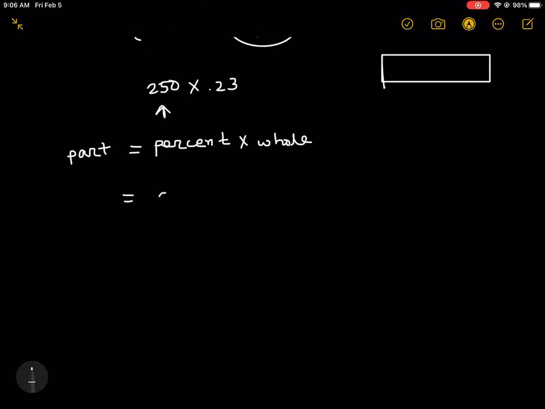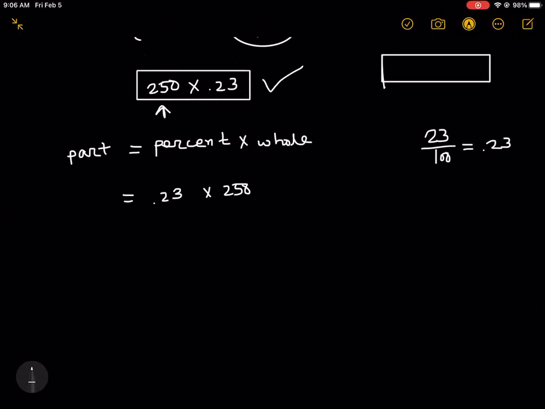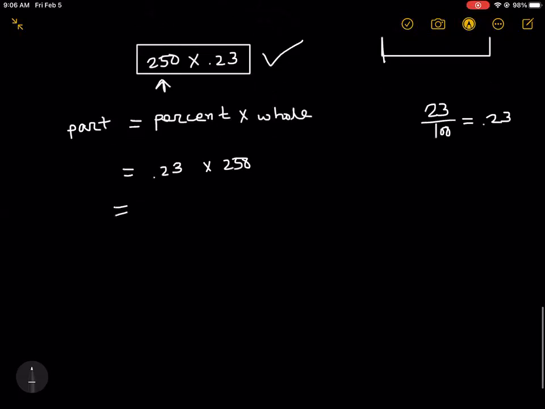So the percentage is 0.23. Obviously, you need to do that in decimal. So 23 over 100 will give us 0.23. And the whole amount is 250. So you're absolutely right. This is going to be the answer. And if you can use the calculator, which you can obviously during the exam, let me use my calculator. 250 times 0.23 should be 57.5.